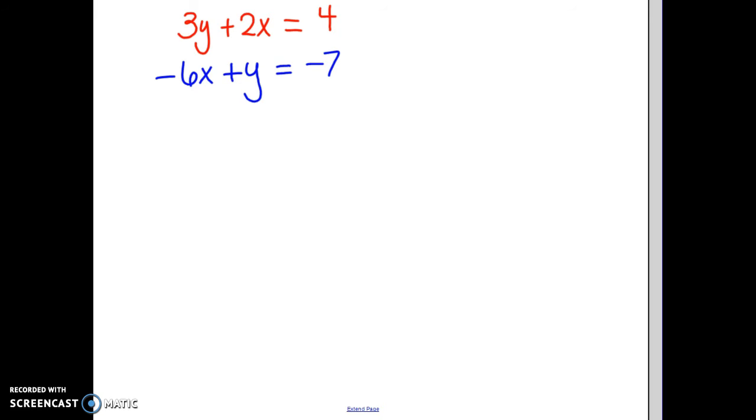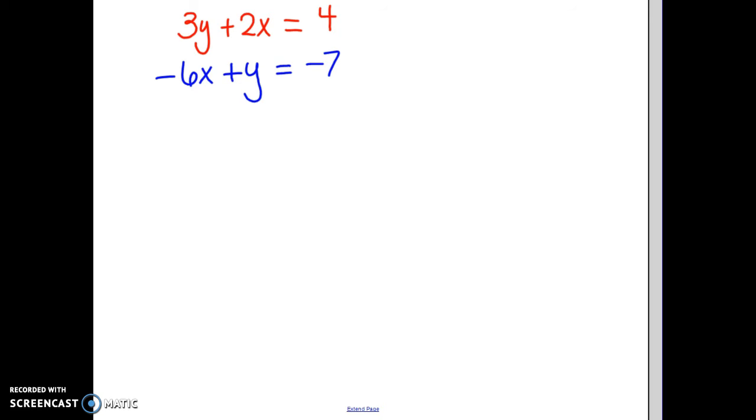For my second system of equations, I notice that I do not have an equation that says y equals. I have two equations, both of which are in standard form. In order to use substitution, I do need one equation, or both, to say either y equals or x equals. So I'm going to rewrite the second equation to say y equals. And I choose the second equation because it requires fewer steps to get into y equals form.